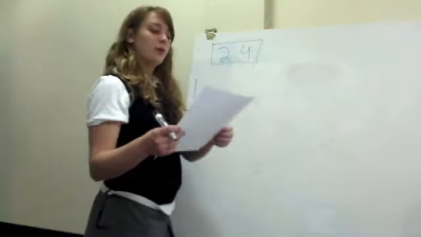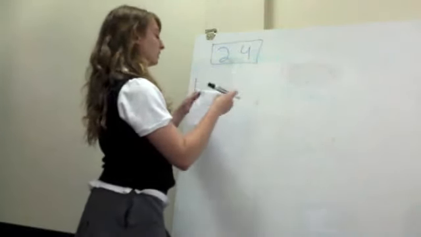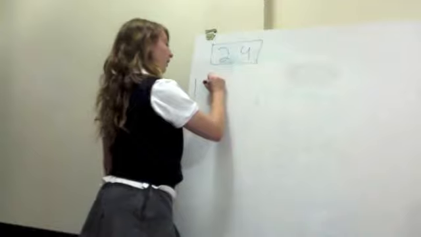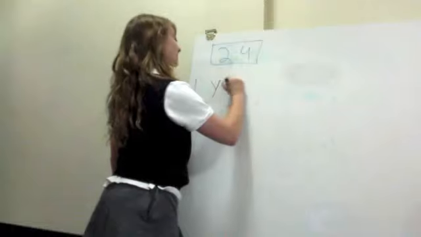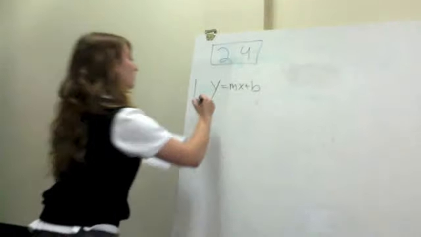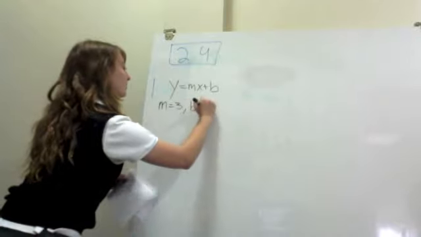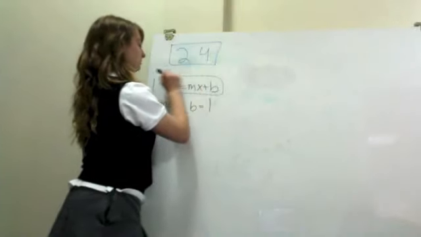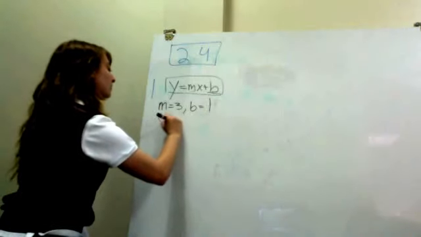So for 2.4, writing equations of lines, number 1. The instructions are write the equation of a line that has the given slope and y-intercept. So if we remember from before, the equation is y equals mx plus b. Here they give you that m equals 3 and b equals 1. So all you have to do is know this equation, and you just plug in m and you plug in b.